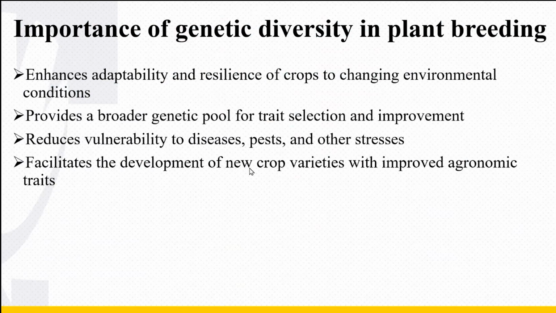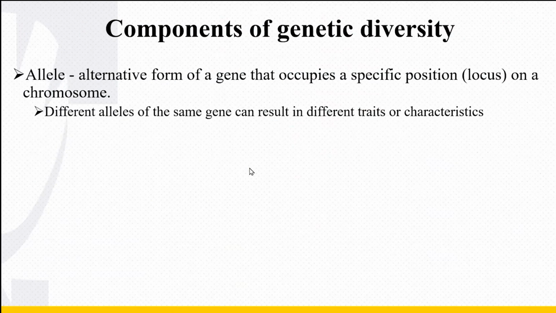And so as you can see, this is going to reduce our vulnerability to most of these stresses that we're going to be facing soon. And we can also create new crop varieties with improved agronomic traits. This is where we get back to those more edible parts or larger edible parts, or herbicide tolerance or pest tolerance. Those are the types of things that we need this genetic diversity for, and to have that characterized.